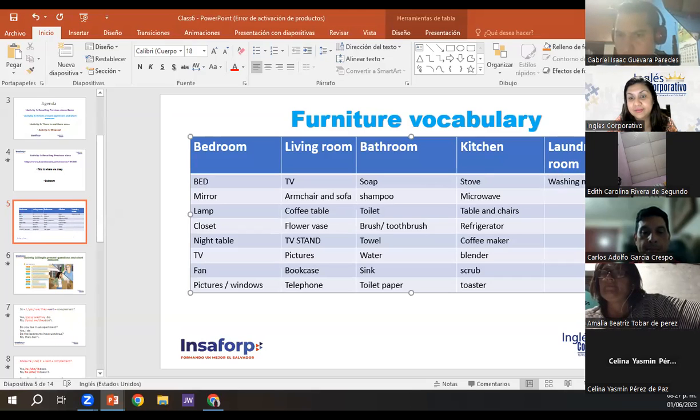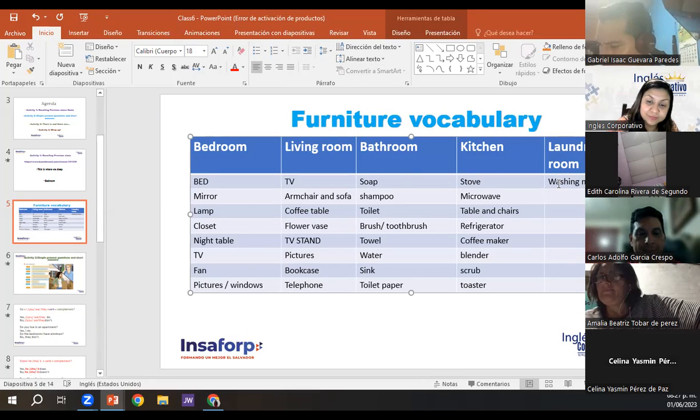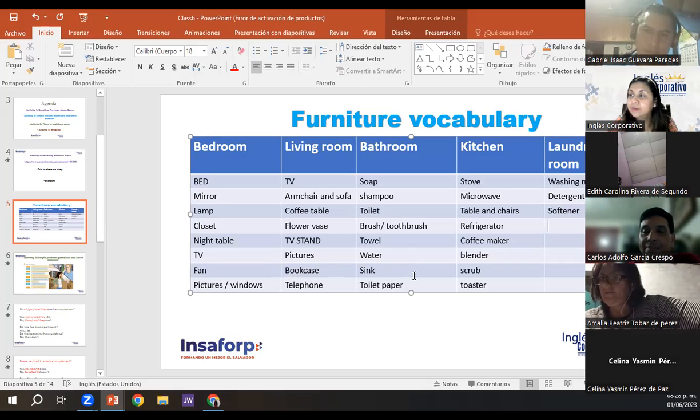A washing machine, yes. That is my best friend. My best friend, the washing machine. What else in the laundry room? Detergent. Okay, detergent. And softener, Suavitel, right? The softener. Okay, what else? What is this?